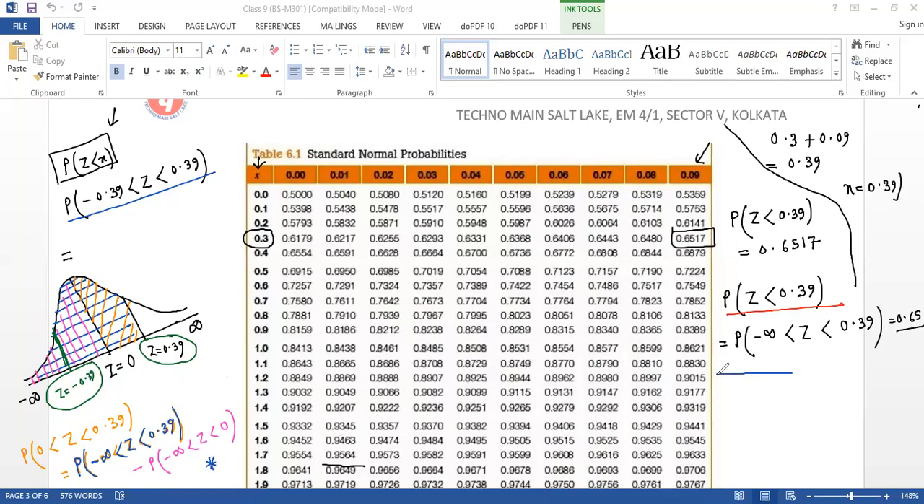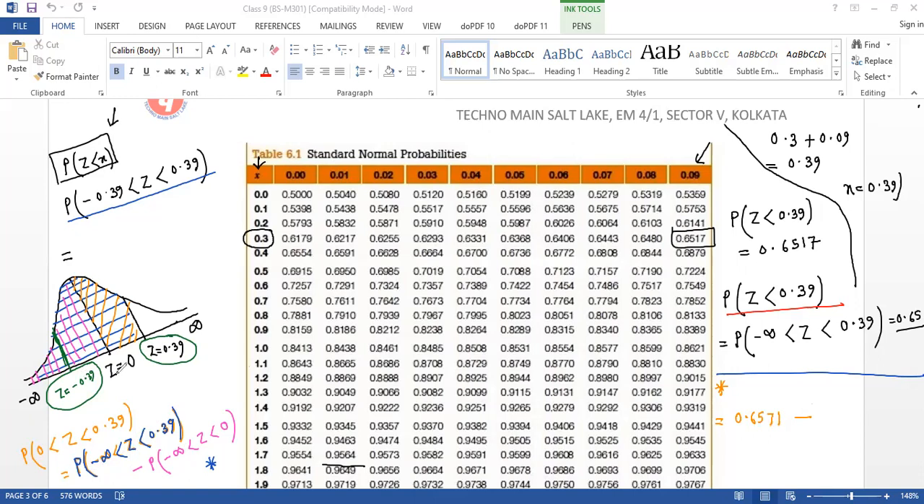This part, you just carefully, attentively listen to me. This part is very important and it is required in every calculation. Now, you see that this blue colored portion, the probability is known to me. This probability is 0.6571. It is coming from the table.